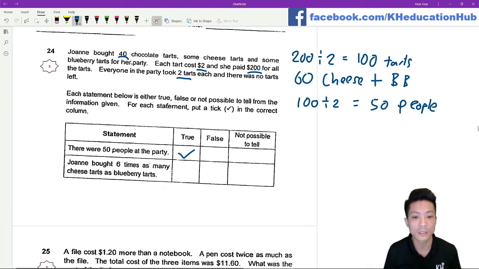Joanne bought 6 times as many cheese tarts as blueberry tarts, so there are 60 cheese and blueberry. Joanne bought 6 times as many, so cheese to blueberry will be 6:1, which means that I'll have to divide this by 7, and it's not possible to divide it by 7. So this is false.